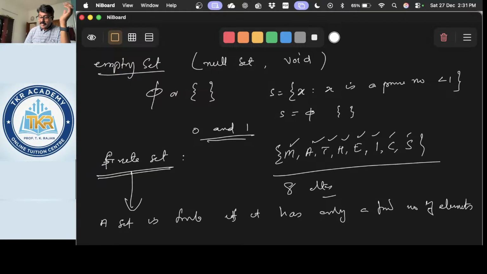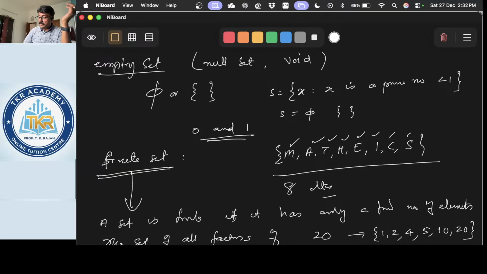Now there are plenty of examples. You can take the set of all factors of the number 20. Now what are the factors of 20? If you write the set in tabular form, 1 is a factor, 2 is a factor, then 4, 5, 10, and 20 are factors. So these are the factors of 20, and it has a fixed number of elements, six elements only. Therefore, we say the set of all factors of 20 is a finite set.